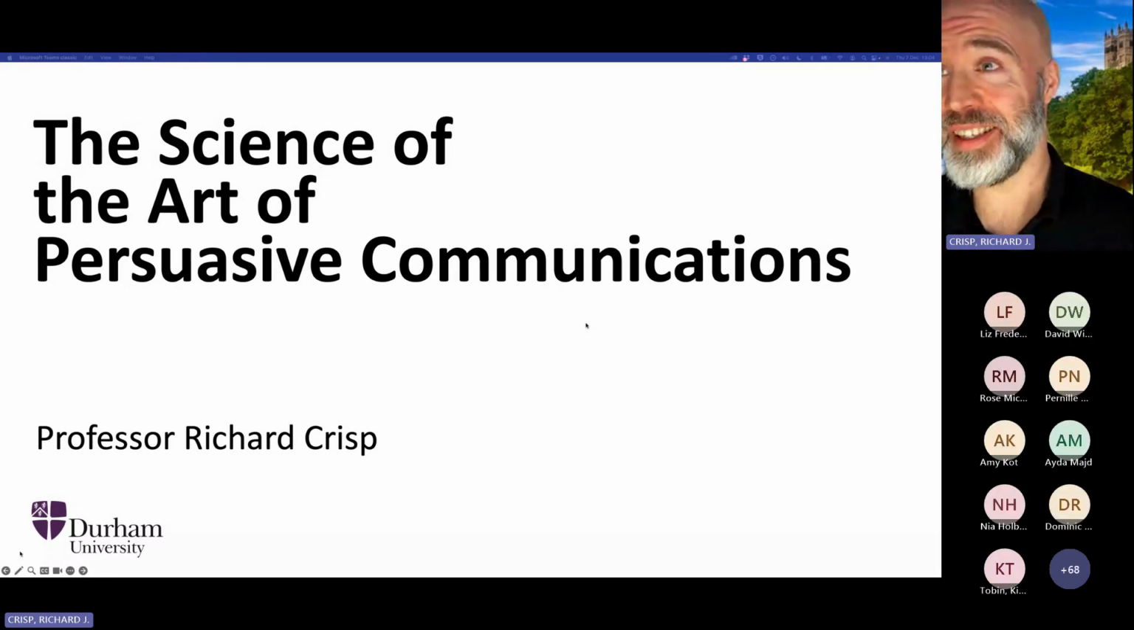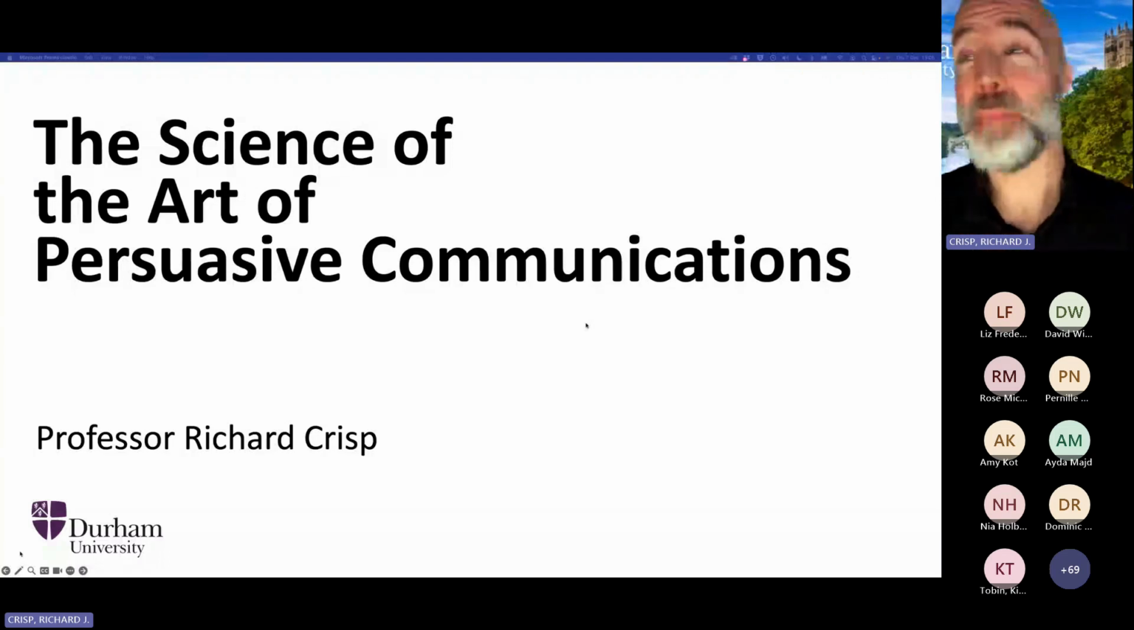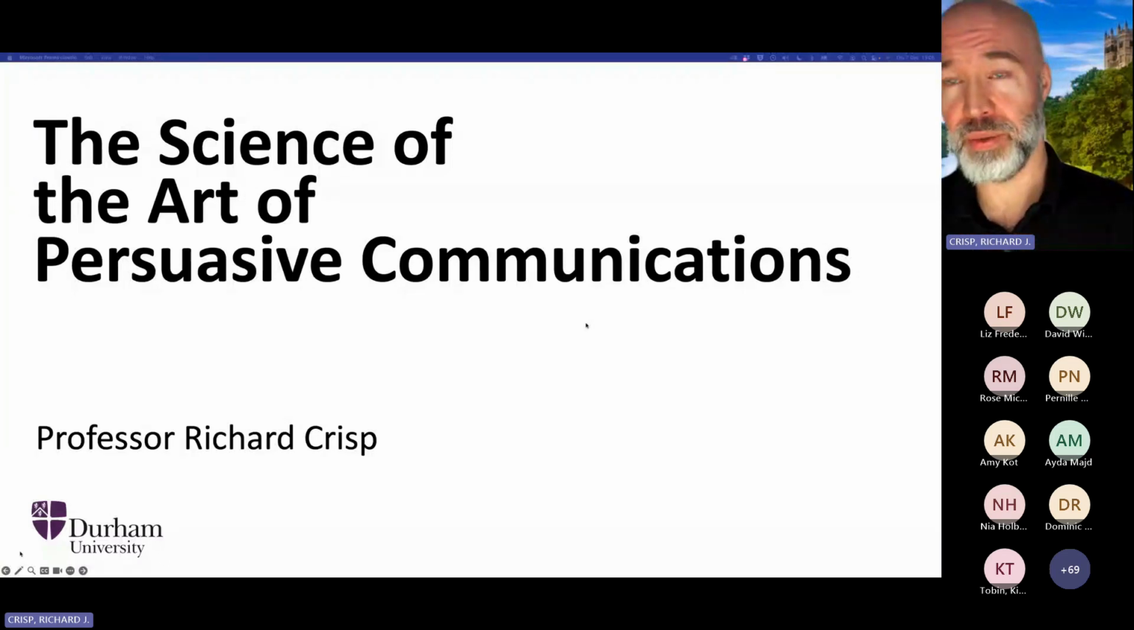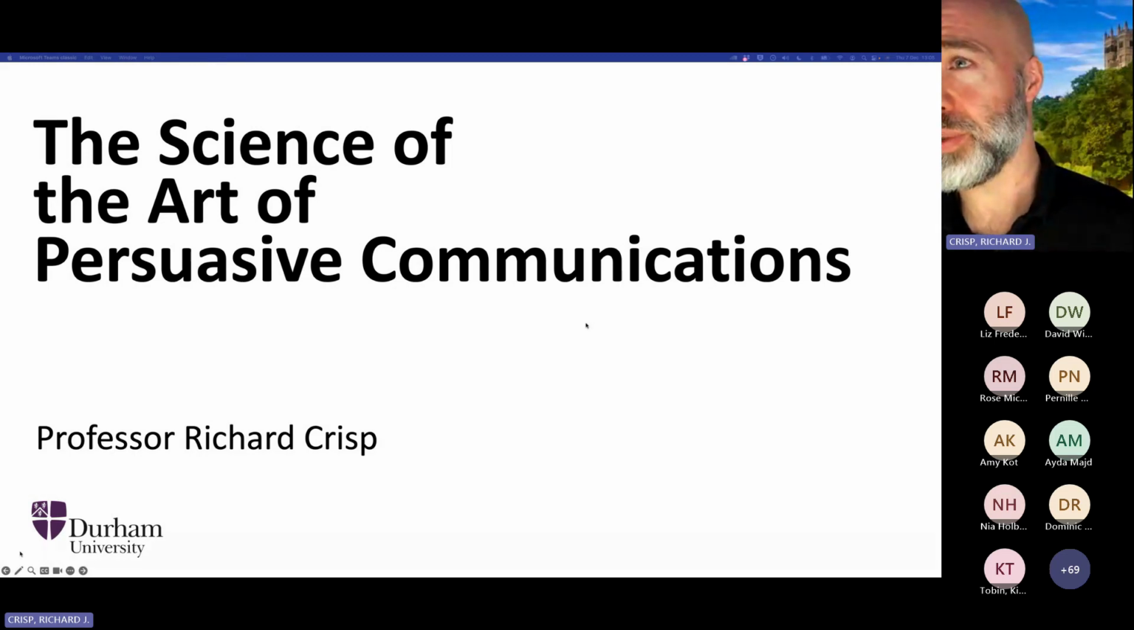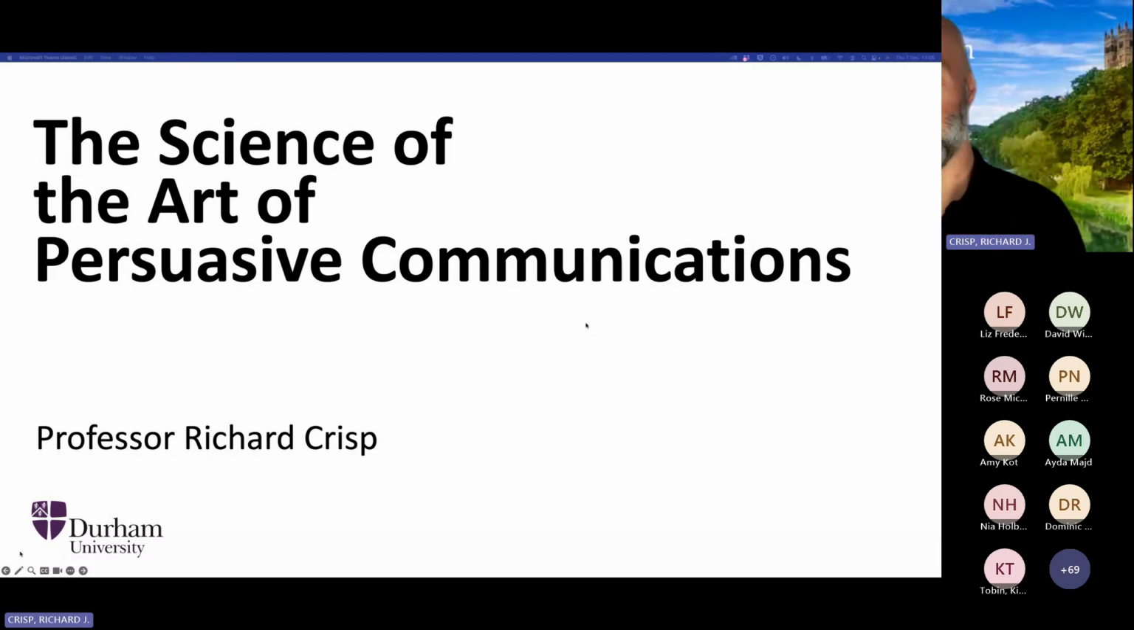There is an art to persuasive communication, as we all know. We're all artists on the communication canvas, if you like, but increasingly we also understand there is a science behind it, the science that helps us understand how do we get our audience to engage with our messages, how do we get our comms to have impact, and how do we affect lasting behavioural change. And that's what I'm going to be talking about today.